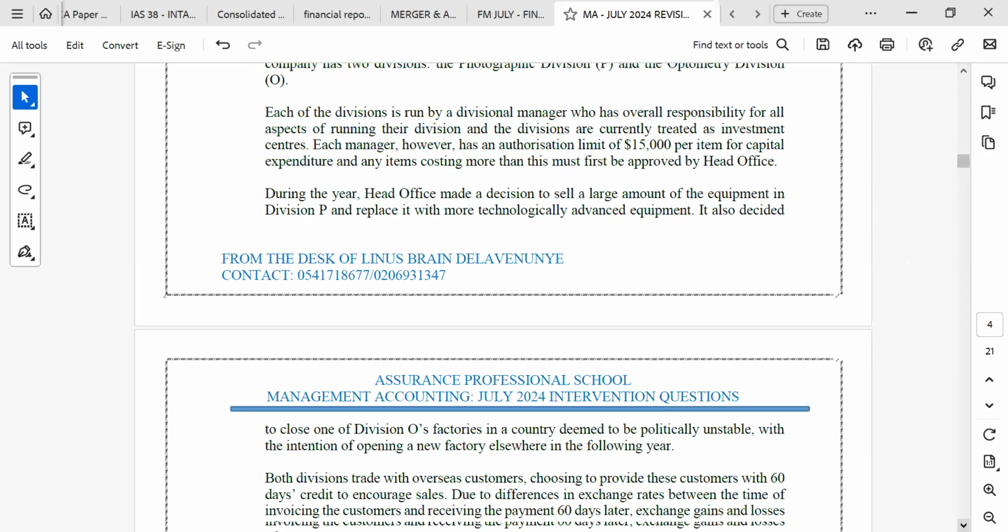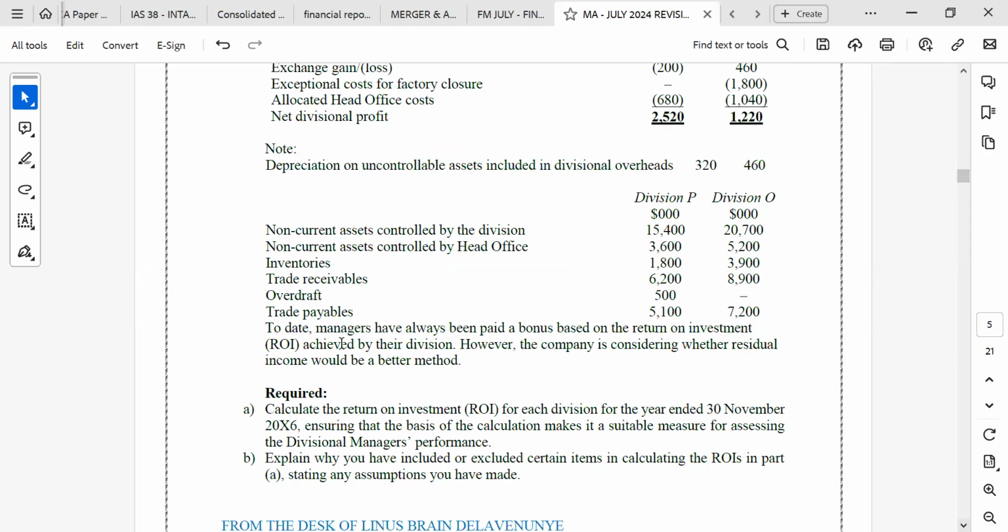Sometimes they can give you a bonus target. Look at this. They say that to date, managers have always been paid a bonus based on the return on investment achieved by their division. However, the company is considering whether residual income will be a better method. So from this, they can also ask you the advantages of using residual income. It takes into consideration the charge that we have to pay on the capital that we are using to generate the income. It takes into consideration the residual profit after we have taken care of the profit that we are bringing there.